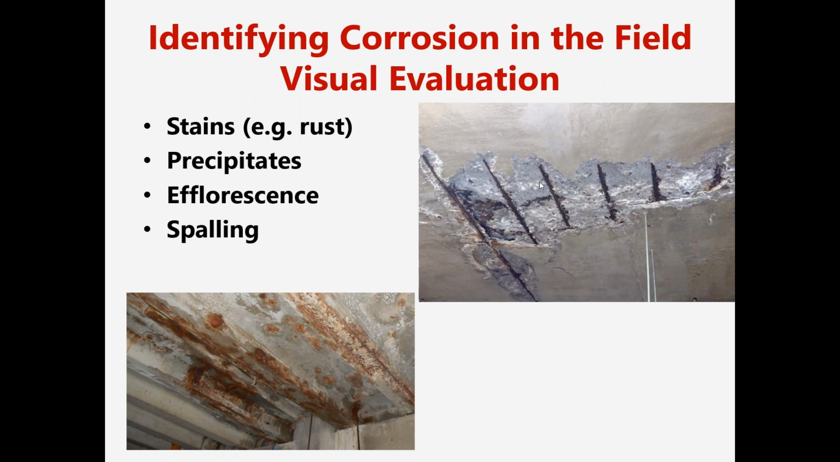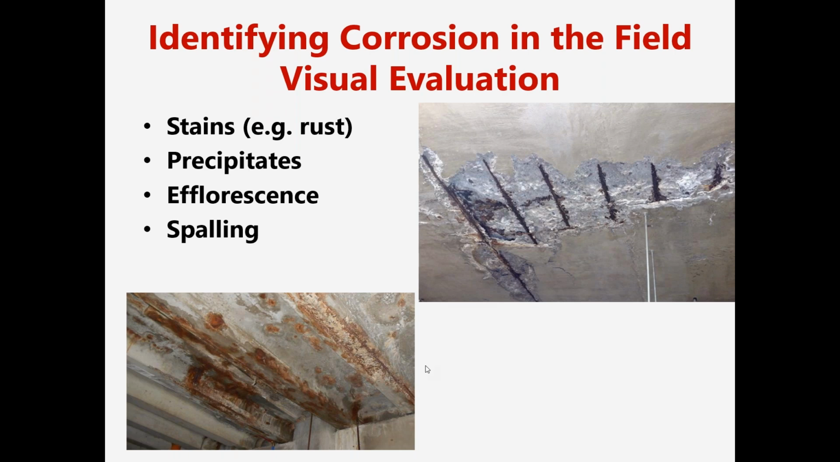Identifying, you can tell by stains. Chris talked about rust. Sometimes precipitates might come out of the concrete from cracks. There might be some efflorescence. There might be spalling. The picture up there in the top right is a picture of a spall. I don't think it's any mystery why it spalled. You can see the reinforcing steel corroding and rusting away underneath there. Some rust stains down there in the lower left-hand corner. You can see a little bit of exposed reinforcing steel at the bottom of some of these ribs.